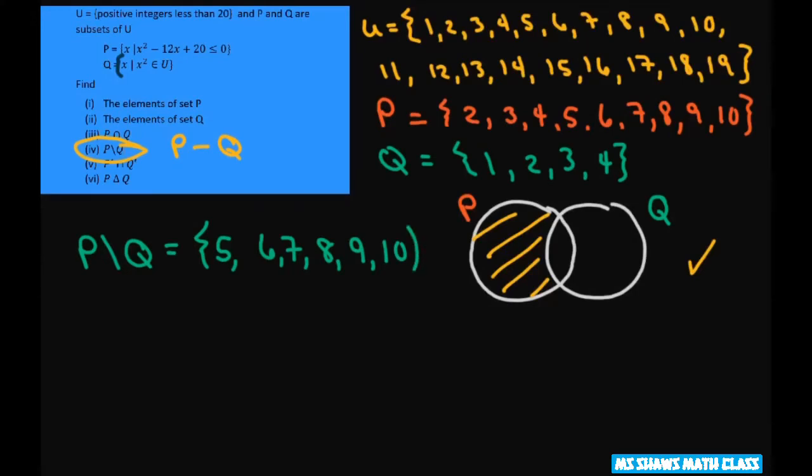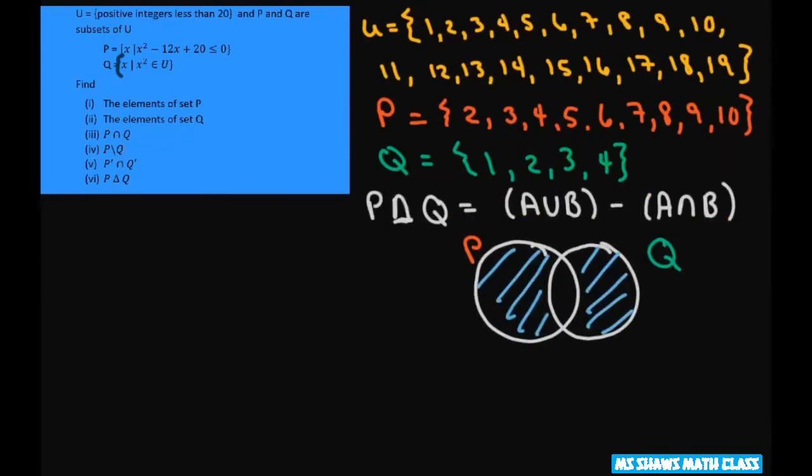We didn't use 2 because 2 was in Q. 3 we didn't use because that's in Q. 1 wasn't in P, so we didn't have to worry about it. 4 was in Q, so we can't use it. So everything we're using is everything that's not in Q.